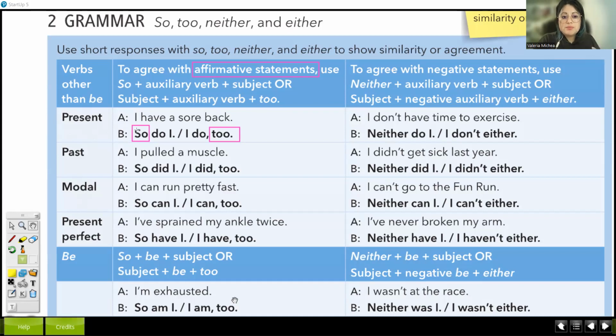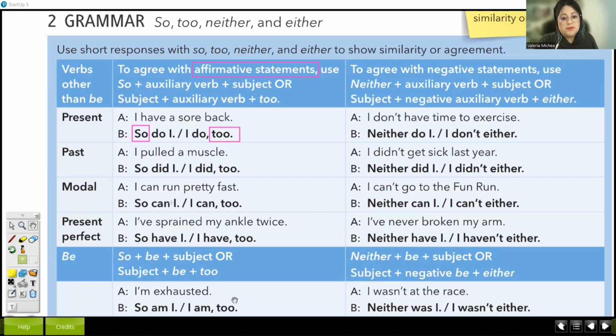In the present simple, you of course are going to use the auxiliary verb of the present, which is do. And in both ways it is the same. For the past simple, you are going to use the auxiliary verb of the past, which is did. So "so did I," "I did too."